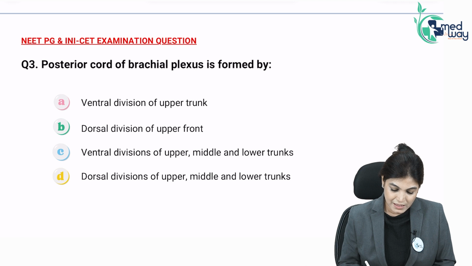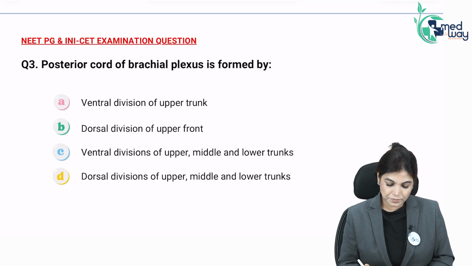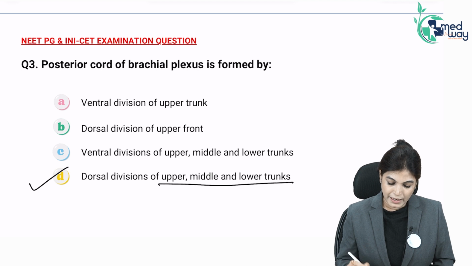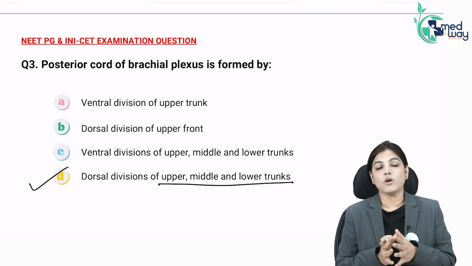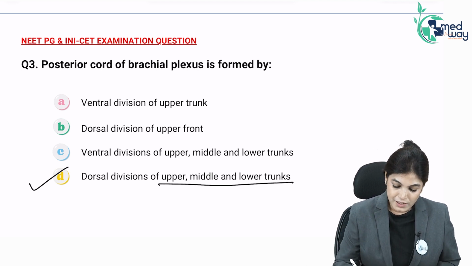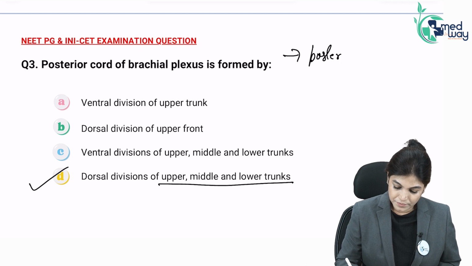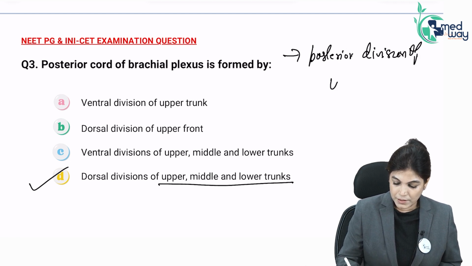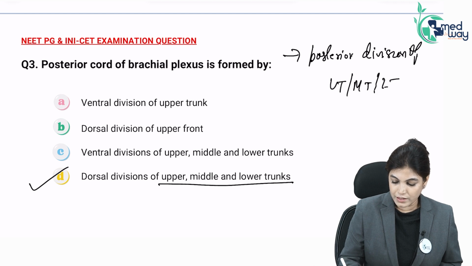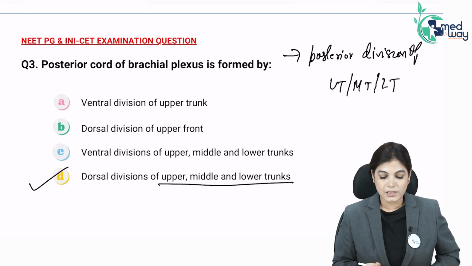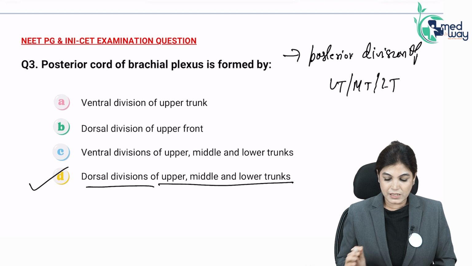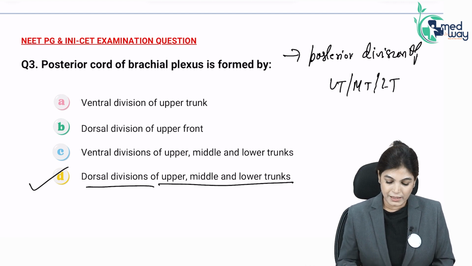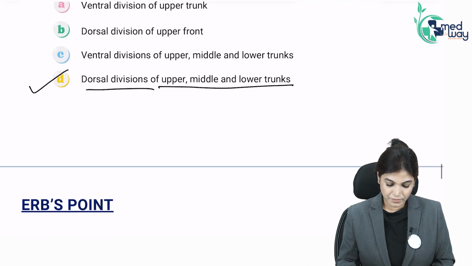Dorsal cord of brachial plexus is formed by dorsal division of upper, middle and lower trunk. So, please don't get confused with the word dorsal. As we know, the posterior cord is formed from the posterior division of upper trunk, middle trunk and lower trunk. And the other word used for dorsal division is the posterior division. So, the right answer is D, dorsal division of upper, lower and middle trunks.